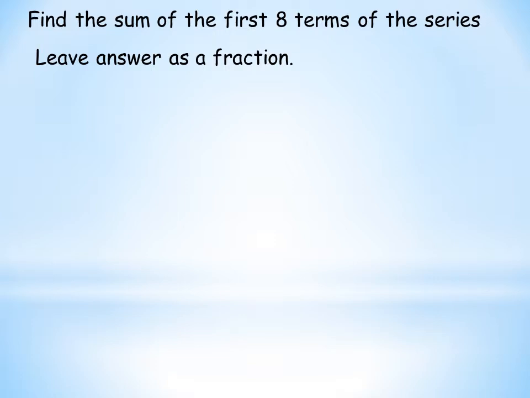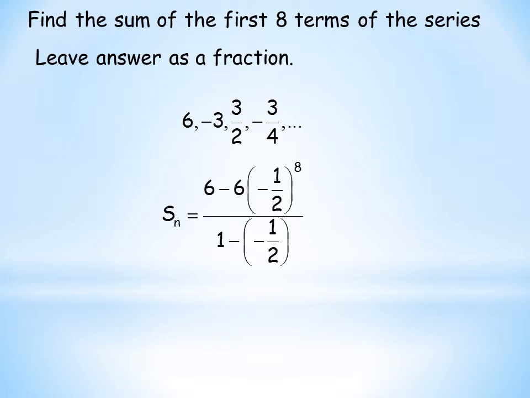Here's another example. Find the sum of the first 8 terms of a series. Leave answer as a fraction. So now you can use the fraction button in your calculator when you're solving this. So the series is 6, negative 3, 3 over 2, and minus 3 over 4. Notice that the signs switch when you're going from one term to the next.